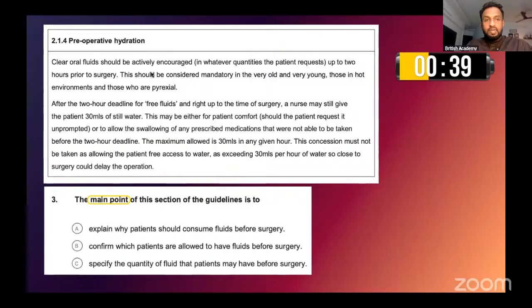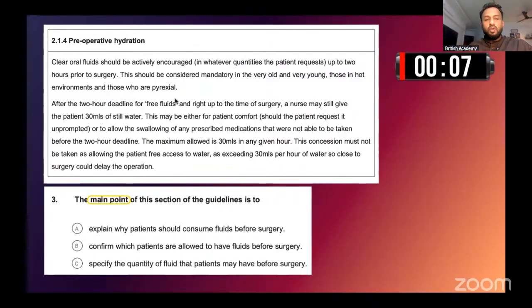The first para clearly says clear oral fluid should be actively encouraged up to 2 hours prior to the surgery. This should be considered mandatory in the very old and very young, those in hot environments and those who are pyrexial. So it is clearly telling me clear oral fluid should be given, but only up to 2 hours prior to surgery. Pyrexial means fever. So my first para tells me to which kind of patients I can give and when I should give.